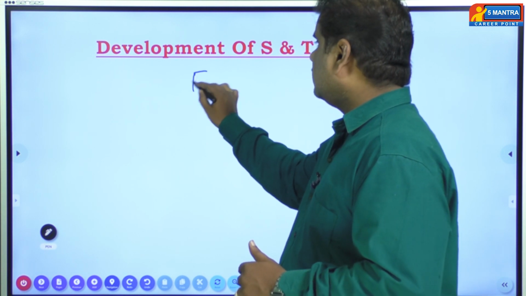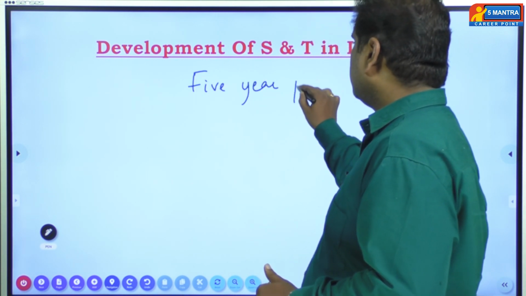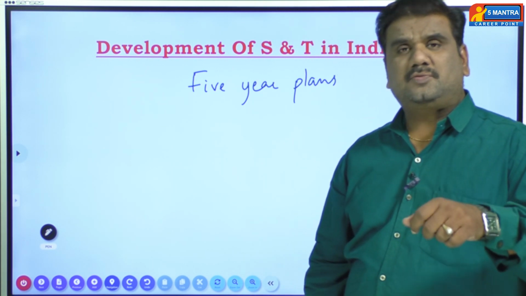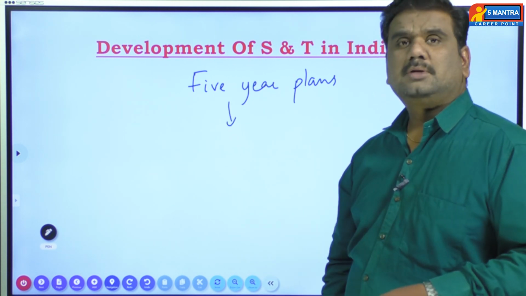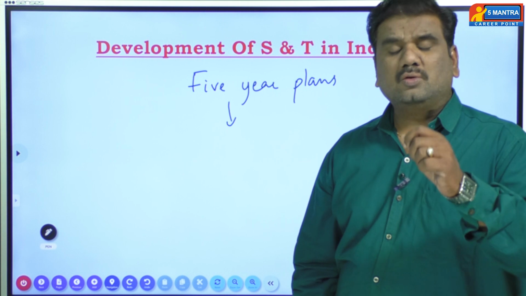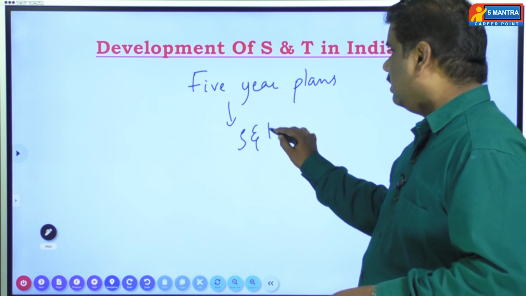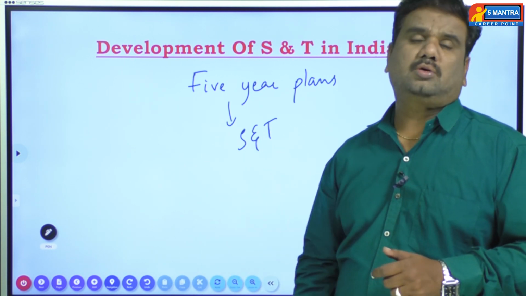The moment you're talking about the case of your 5-year plans, here we'll talk about the case of the different 5-year plans, and in each and every particular 5-year plan, the focus was laid on which particular area of S&T, which particular field or which particular area of science and technology.